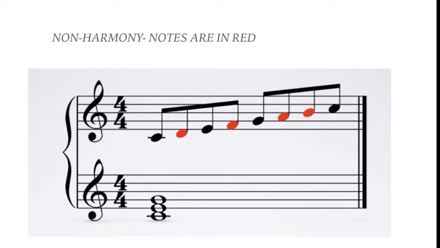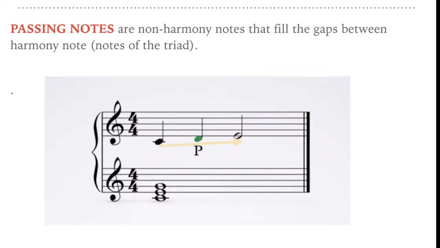Okay, next one, passing tone or passing notes. What are passing notes? Passing notes are the non-harmony notes that fill the gaps between harmony notes. So for example, when you have C as a harmony note and E is also a harmony note, but in between, if I play just one note, this D note is a passing note because it's kind of passing you from C to E, it's going through.